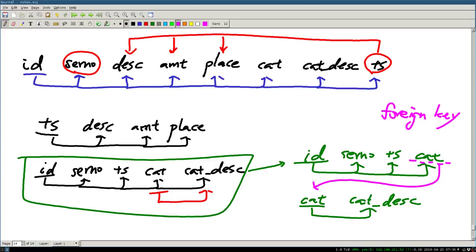And the category attribute in the ID, serial number, timestamp table is called foreign key. It's foreign key. It refers to the primary key in the other table, and this is a referential constraint. For the details, please read the textbook, and you will see that there are some rules related to this constraint. So please remember that candidate key and functional dependencies analysis.